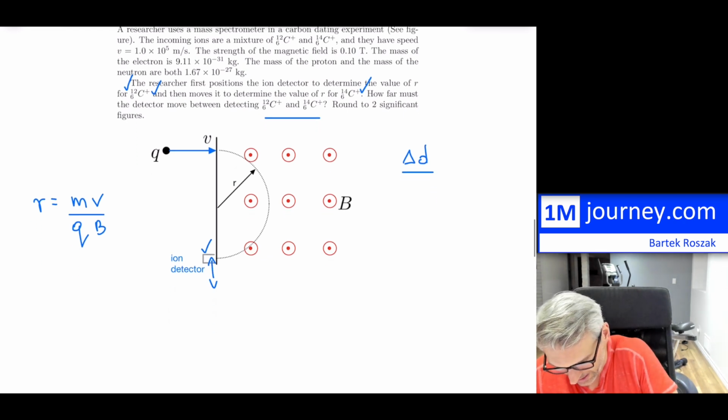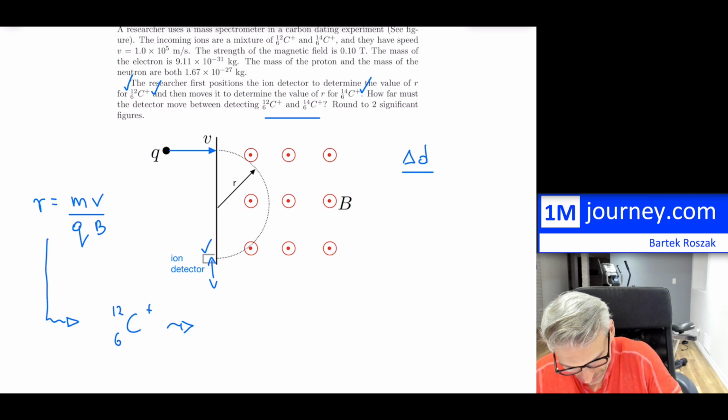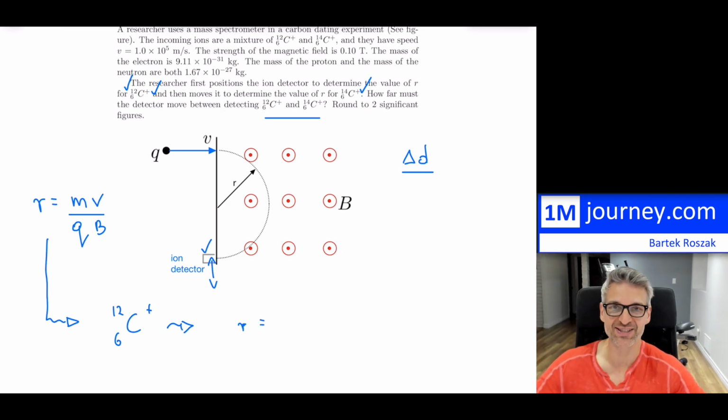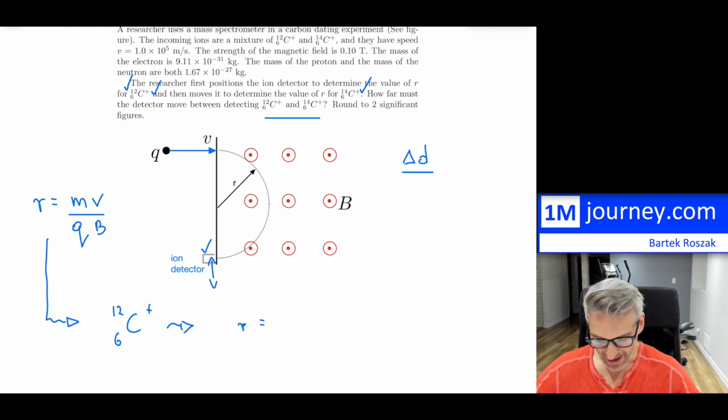So the first thing we're going to calculate is for the carbon that we have. So this is for carbon-12. That's the first one. So what is going to be that radius? Well, we need the mass for this. Now, by the way, how are you going to find the mass? You're going to have to recall a little bit of your chemistry, how these things are set up.